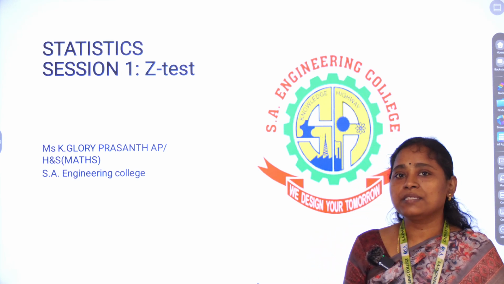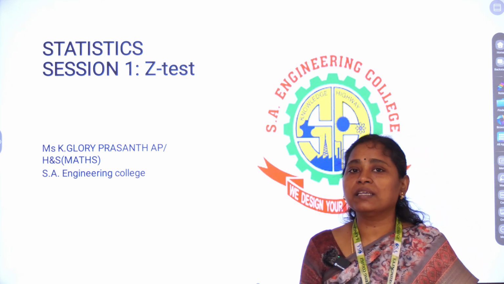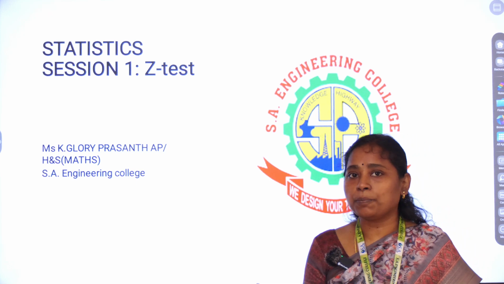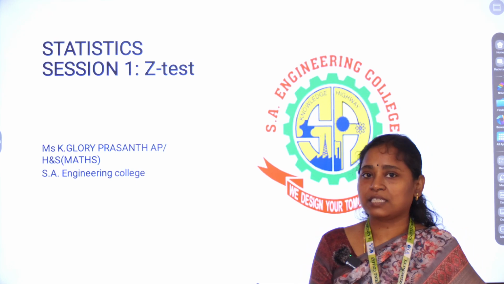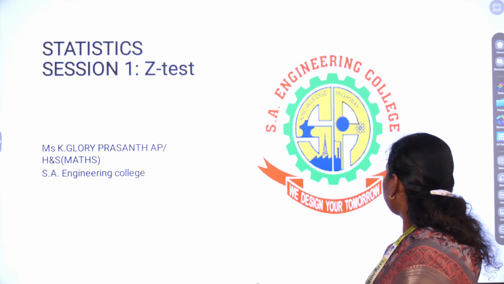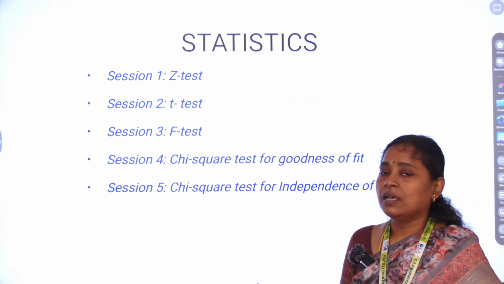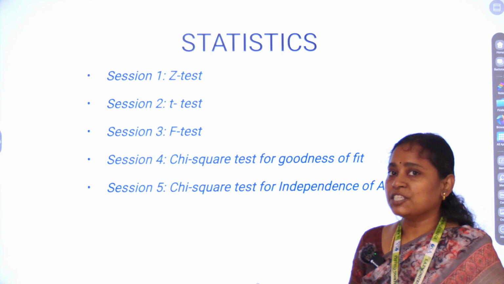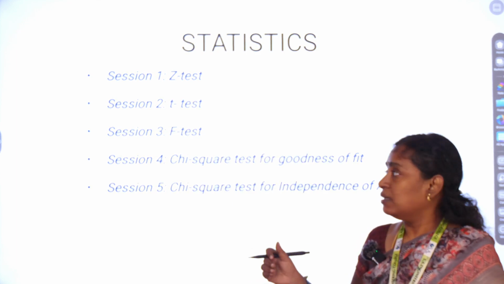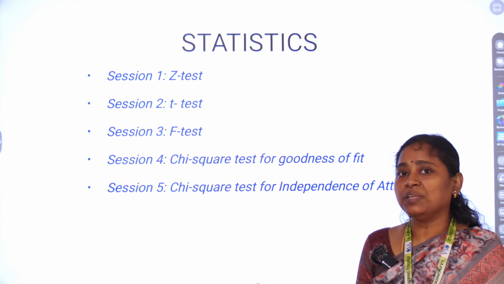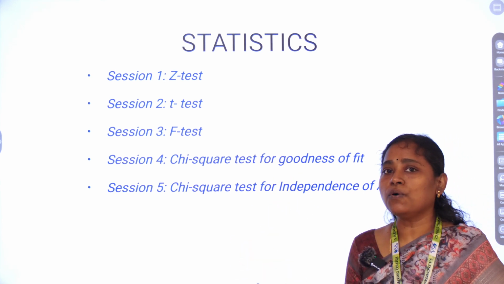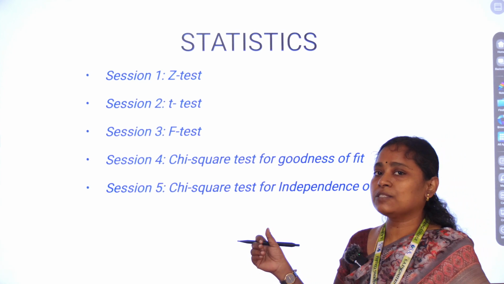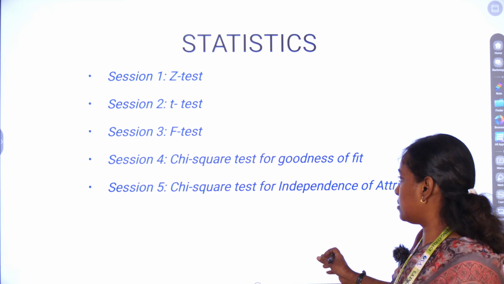So in the GATE syllabus, the topic of statistics typically includes 5 different subtopics. Each subtopic is discussed in 5 different sessions. In first session, we discuss about Z-test. In session 2, we discuss T-test. In session 3, we discuss F-test. In session 4, chi-square test for goodness of fit. In session 5, chi-square test for independence of attributes.